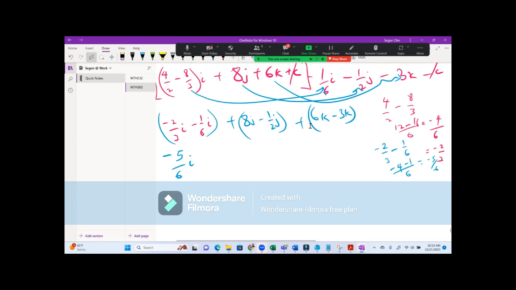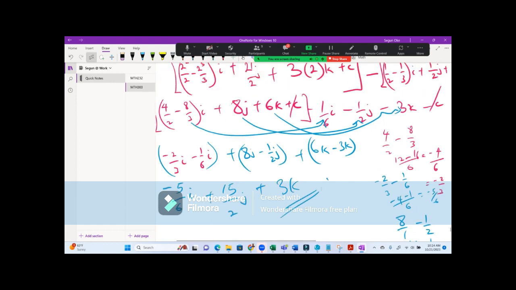Then let's look at the j. You have 8 over 1 minus 1 all over 2. 2 here. How many 2? 1 is here. 2 times 8, 16. Minus 1. This will be what? Plus 15 over 2 j. And plus 3k. So that is what they asked us to do.